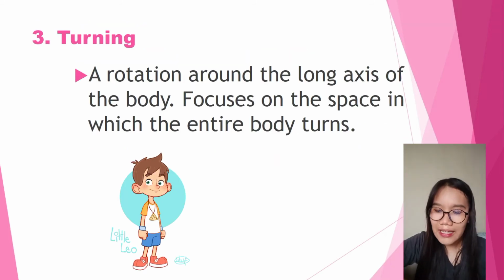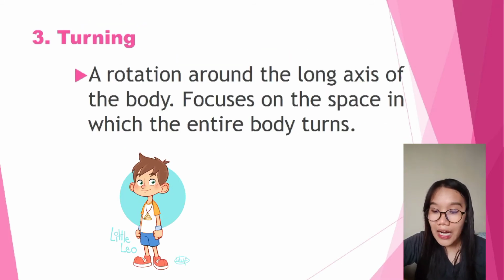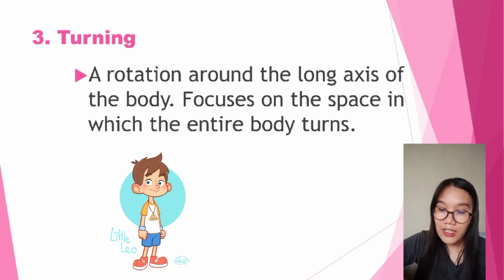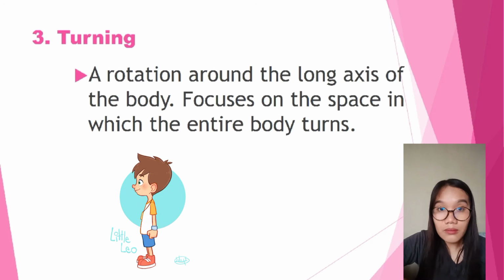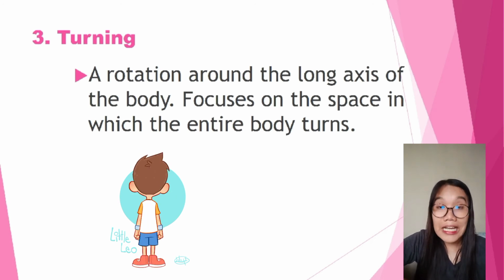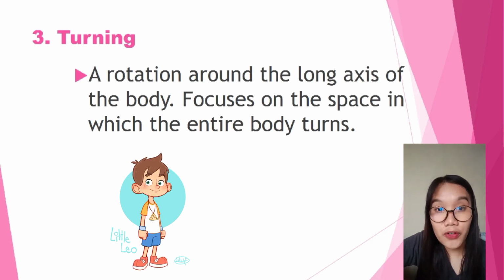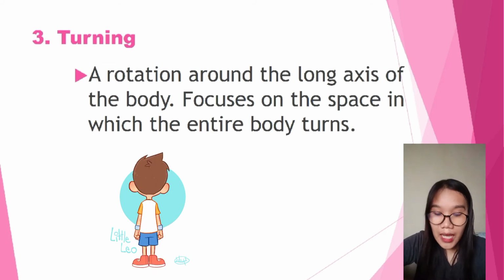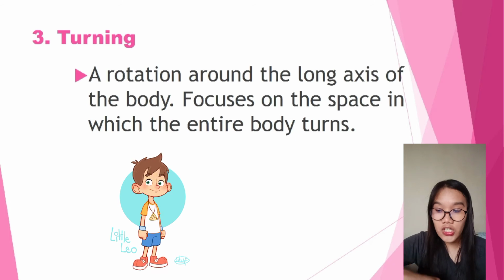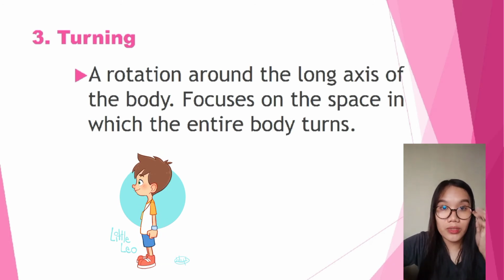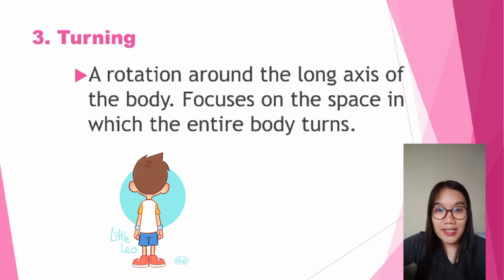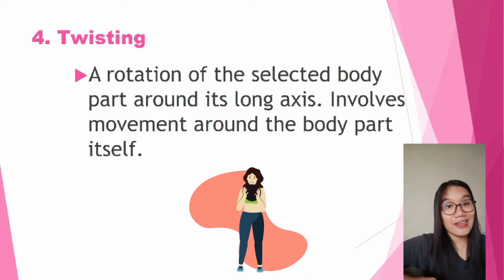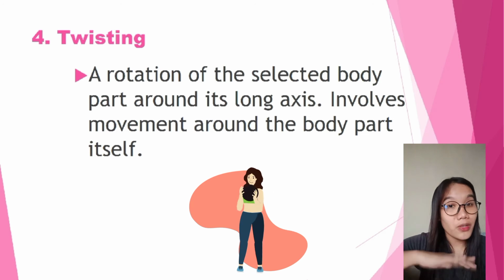Turning. Turning is a rotation around the long axis of the body. The terms turning and twisting are sometimes confused, but they have different ways of performing, right? We say turning, that is the long axis of the body, but twisting is the rotation of a selected body part only. As you can see in the example, if you turn, your whole body is moving. And when we say twisting, there is only a certain part of your body that is moving.